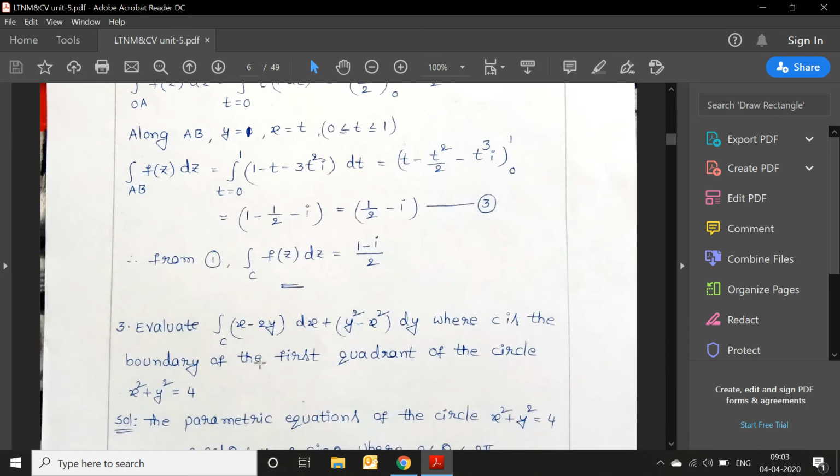Next problem is: evaluate integral C (x minus 2y) dx plus (y squared minus x squared) dy, where C is the boundary of the first quadrant of the circle x squared plus y squared is equal to 4. So we have to find the line integration, but here the given curve is x squared plus y squared is equal to 4. It's a circle equation. So that's why we can convert into polar form. It is easy to get the integration.